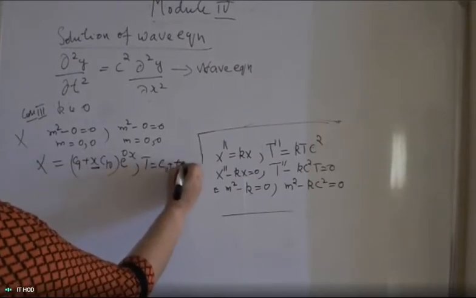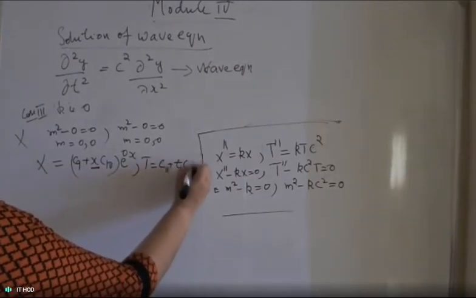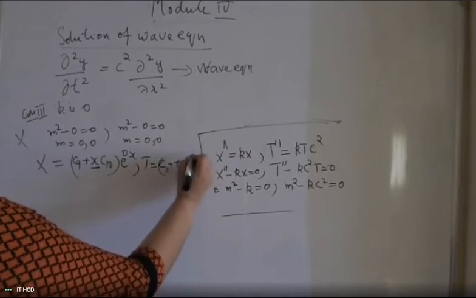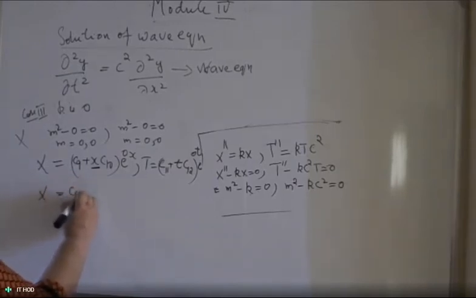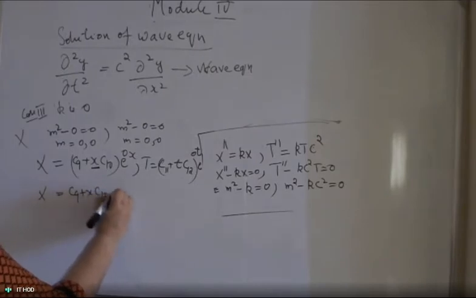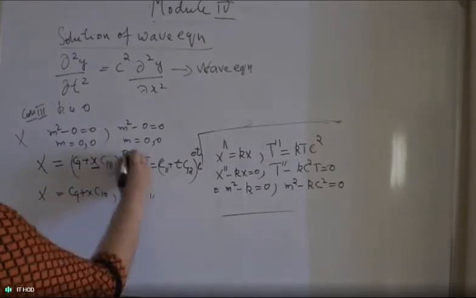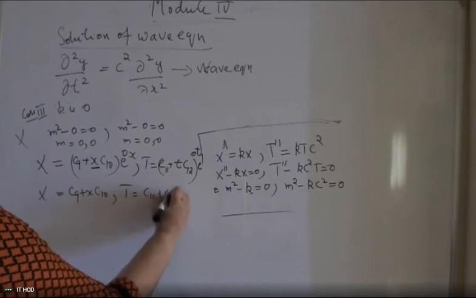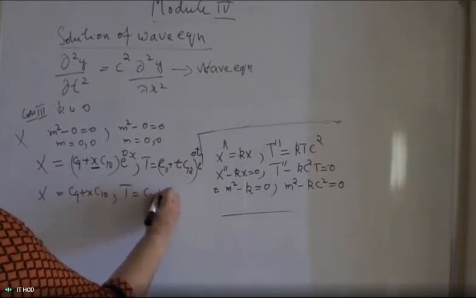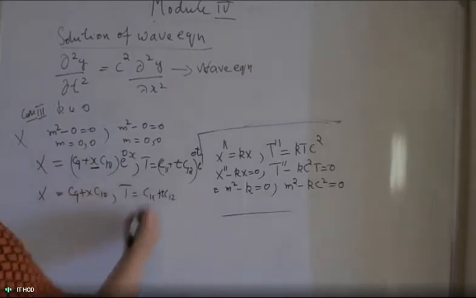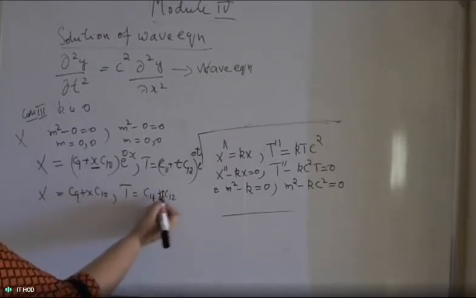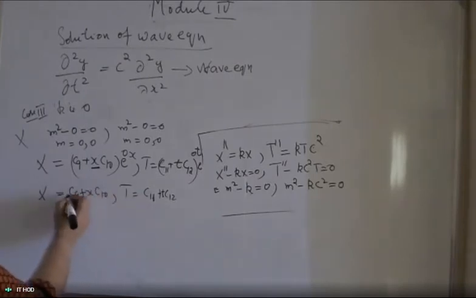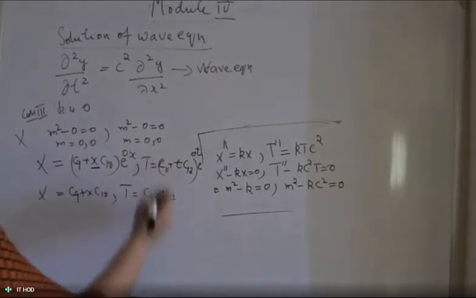So t is c12 e raised to 0t. So the answer will be x is equal to c9 plus x c10, and t is equal to c11 plus c12 t. Or you can write t here also. Don't worry, t c11 plus c12 will work. c9 plus x c10, that's also right.